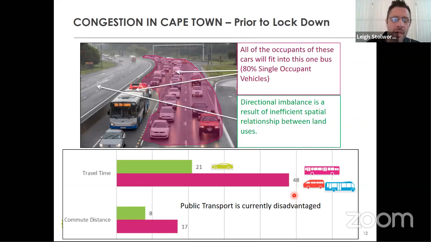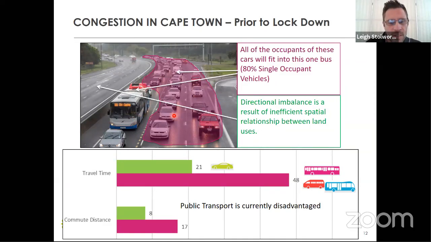This is what it feels like. And this is a picture of typical Cape Town commute traffic pre-COVID-19 and pre-lockdown, where you can see the N2 inbound towards the city center in the morning, typical morning peak hour. And you can see a lot of cars. You can see the MyCiTi BRT bus operating in the lane there.